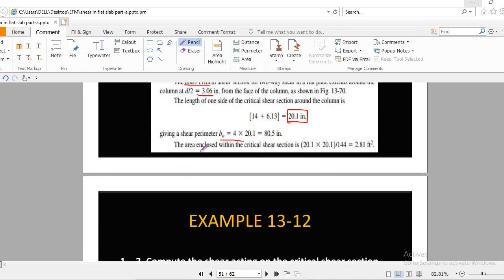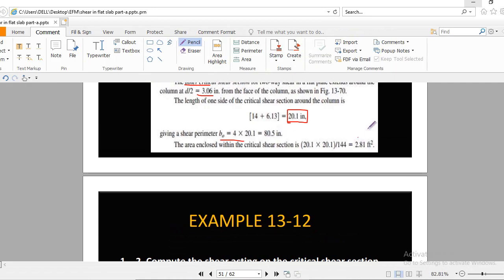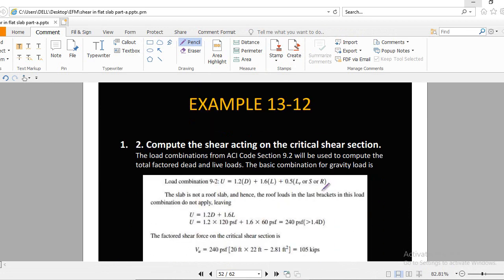Then we have to find out the enclosed area. So what does it mean? Basically we have to find out this dashed area. I already explained this in lecture number 11. So how to find it? It is a square, so one side is 20.1, so you just multiply it with 20.1 and divide it by 144 to convert it into square feet. Clear? So you get 2.81 as the area inside the critical section.